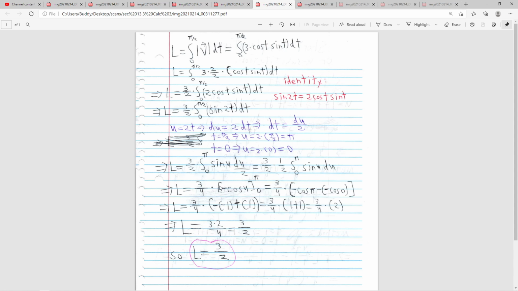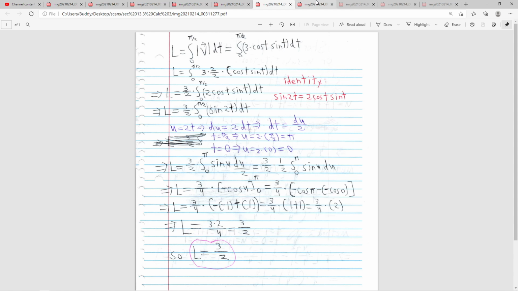So with bounds 0 to pi, we plug in 3/4 times negative cosine pi minus negative cosine 0. It becomes negative 1 plus 1, or rather, negative of negative 1, because cosine of pi is negative 1, and the negative of that is positive 1. So it becomes basically 3/4 times 2, which is 3 times 2 over 4, which becomes 3/2. So L equals 3/2.